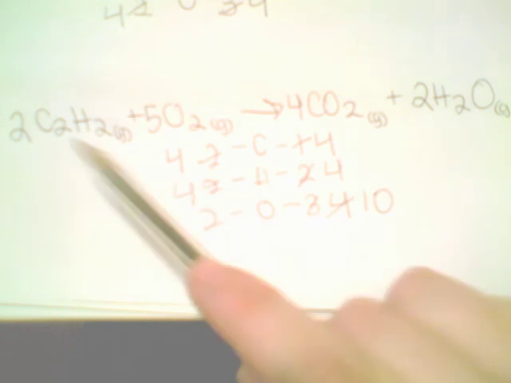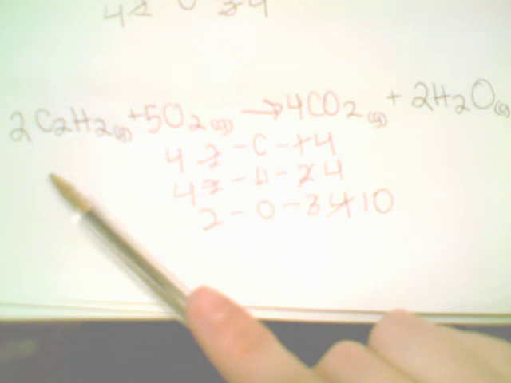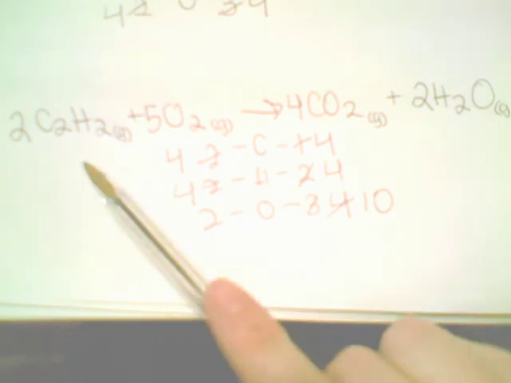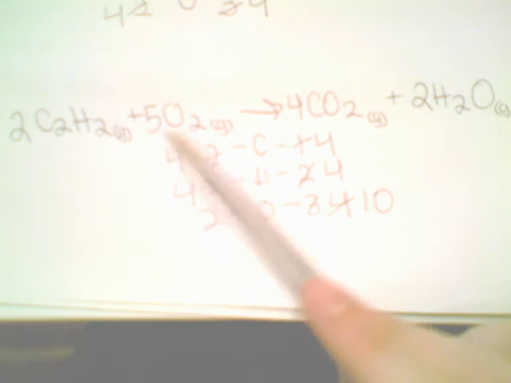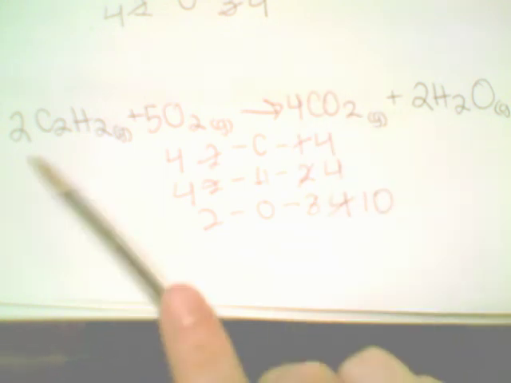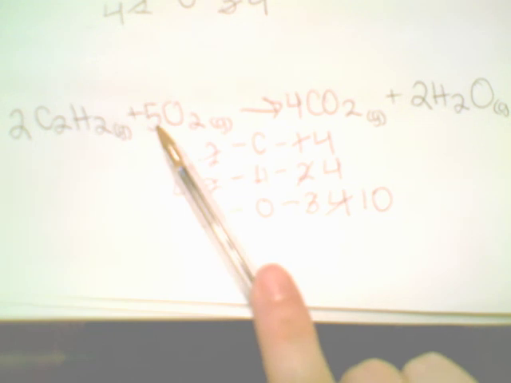So we're using coefficients to balance the equation. How many of each ingredient do we need, and how many products are we going to get? So for every 2 molecules or 2 moles of C2H2, which is ethylene, we'll react with 5 molecules of oxygen to form 4 molecules of carbon dioxide and 2 molecules of water. So for every 2 of these, I need 5 of these, and that will produce 4 and 2.